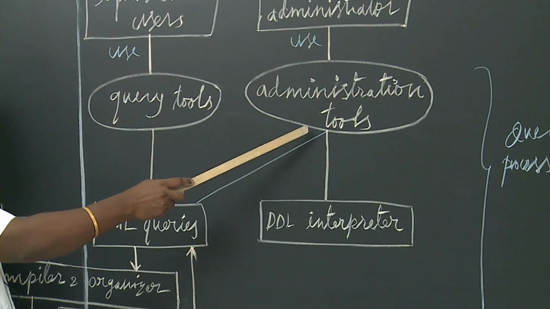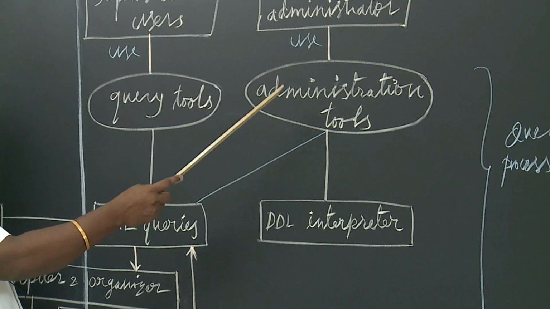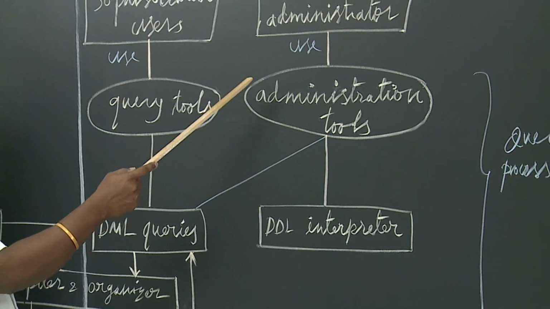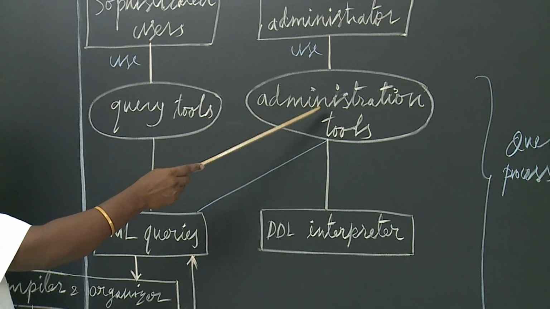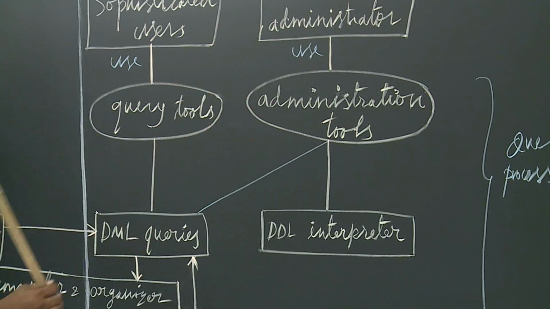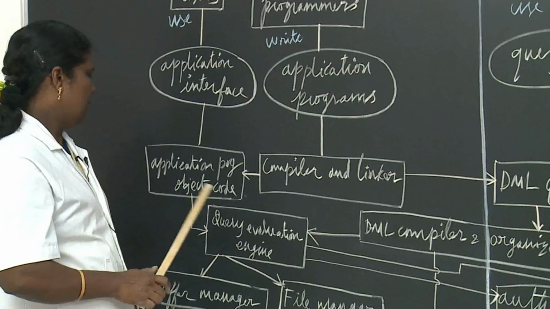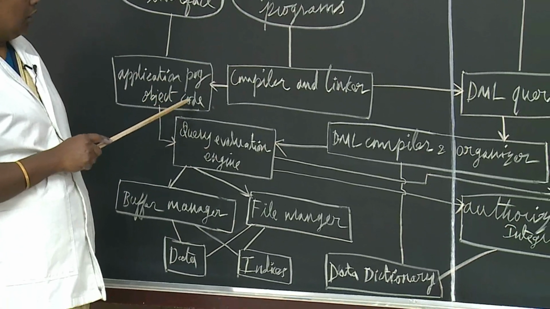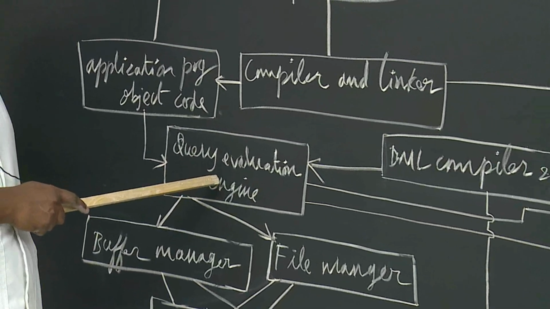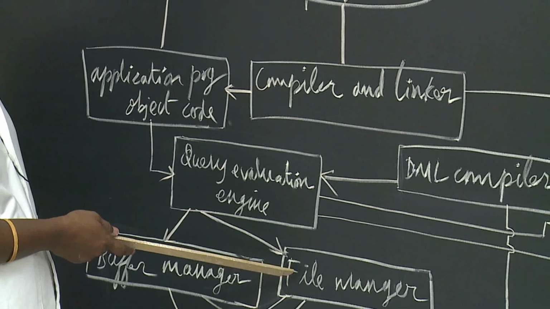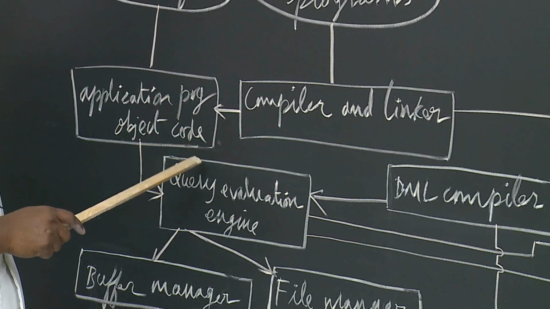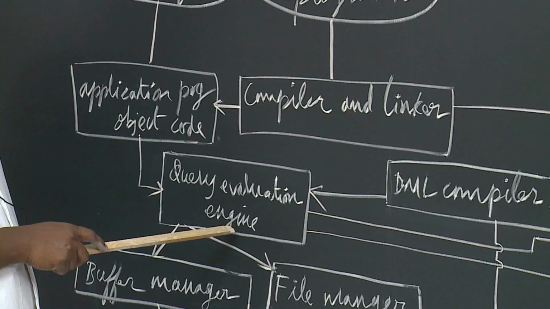Then the administrator, in order to handle the database system, the repository, for things like the authorization process and all, will use this administration tool. So the second level. Next one is application programming code. This code is passed to the query evaluation engine in order to extract the data from the database. So this application programming object code is going to pass the data to the query evaluation.